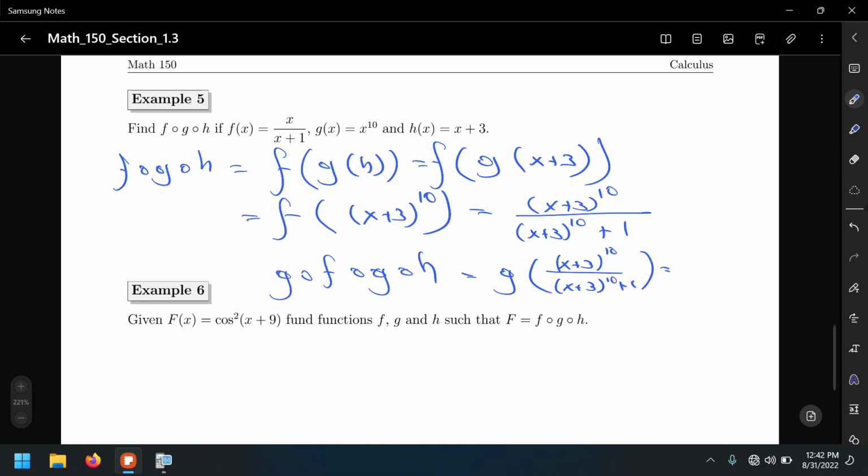But what's our function g? Isn't that to the 10th power? Yes, so you do that for x. x plus 3 to the 10th over x plus 3 to the 10th plus 1, the whole thing to the 10th power. Do you see this pattern of how we compose functions? We have an inner layer, an outer layer, an even outer layer, and an outermost layer. So for this, you may want to think of those nested dolls, the babushka dolls.